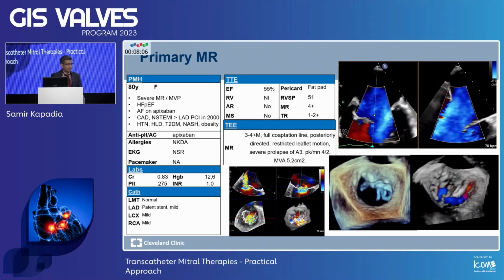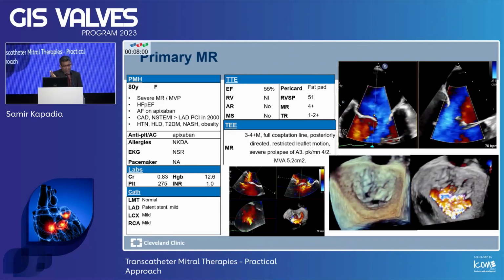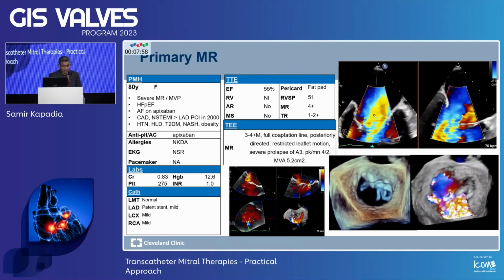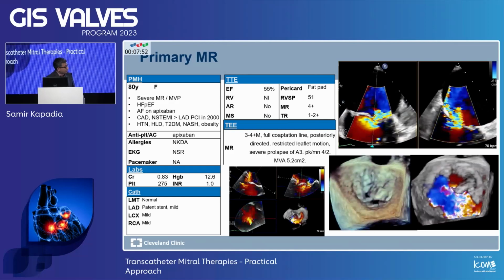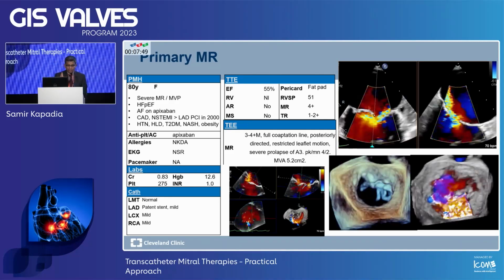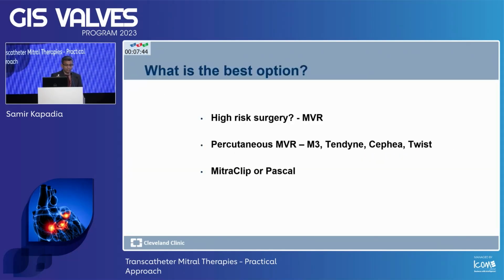Now this is an 80-year-old patient with primary mitral regurgitation and heart failure. It's very simple; we are going to look at the mitral valve. You see the mitral valve is prolapsing, and it is the anterior leaflet that is prolapsing. So this is an anterior leaflet flail mitral valve. This patient is at high risk for surgery. So the options are high risk surgery, MVR, or percutaneous mitral valve therapies: M3, Tendyne, Sapphire, Twist. These are the 4 valves that we are using currently at Cleveland Clinic, or MitraClip or Pascal. So these are the options that we discuss with the patient.